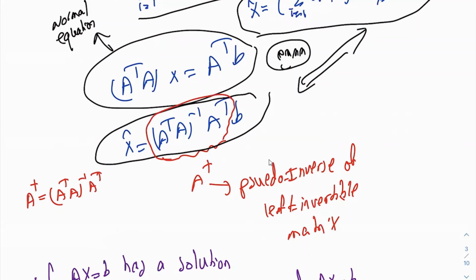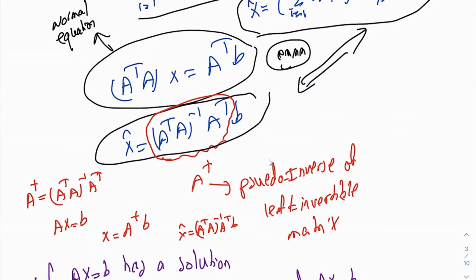So again, just to remind you something. When AX is equal to B and A is a left invertible matrix, what we do is multiply it from the left side by the pseudo inverse, and we get X equal to A pseudo inverse B, right? So the X would be equal to what? A transpose A inverse A transpose B.